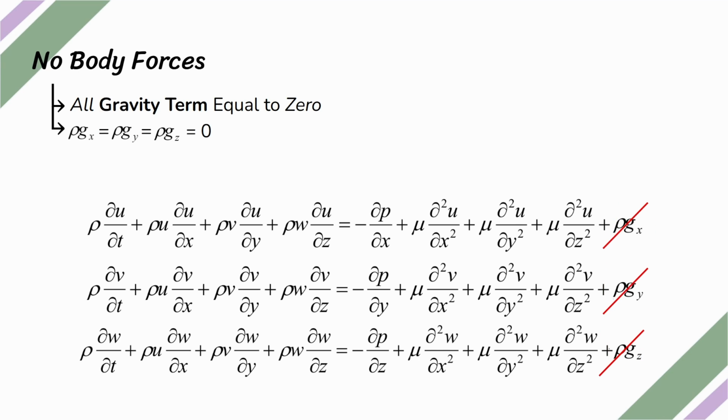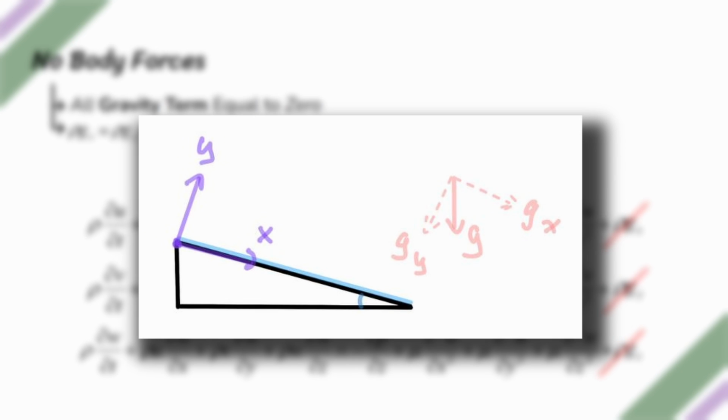Just a quick note. If there are body forces, most of the time it's usually only the gy that survives as gravity acts downwards. The only time that multiple gravity terms survive is, for example, if we have like an inclined slope with fluid flowing down, then you would have gravity components going each way if you set your coordinate system along the slope and perpendicular to the slope.